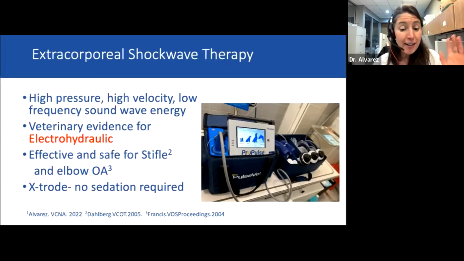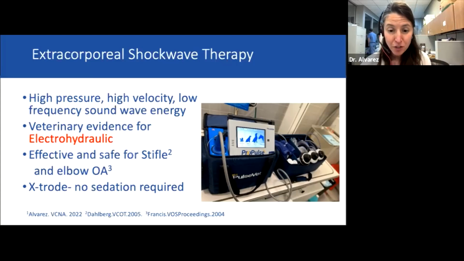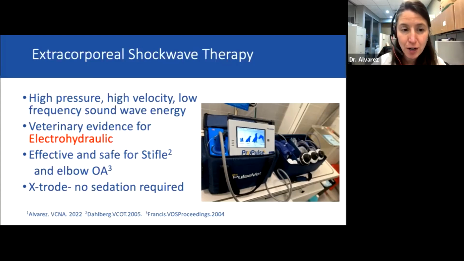Now, there are a lot of different shockwave machines out there, and they are not all equal. There are piezoelectric machines, there are radial shockwave machines. The only machine that has evidence in the veterinary industry is the electrohydraulic shockwave. And what I'm picturing here, which is the PulseVet machine, this is electrohydraulic shockwave. And we have many studies demonstrating efficacy in dogs.